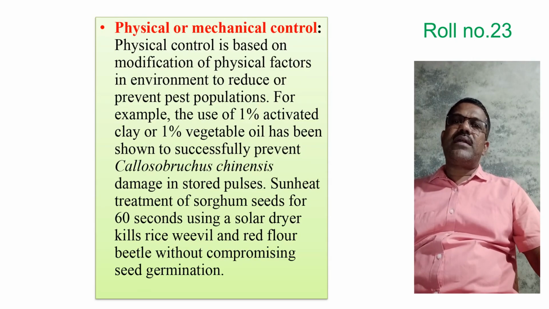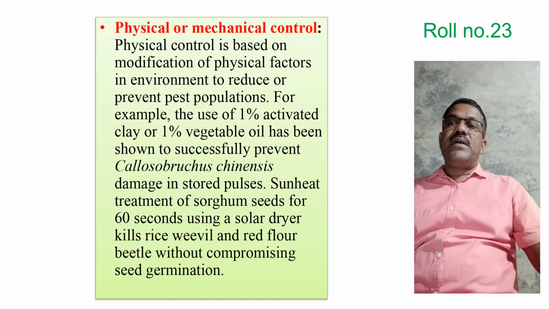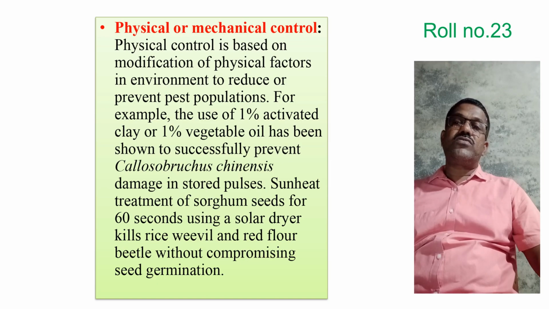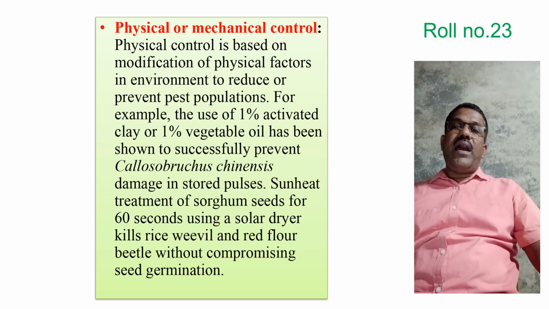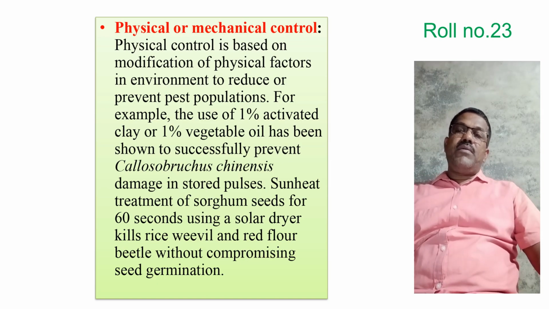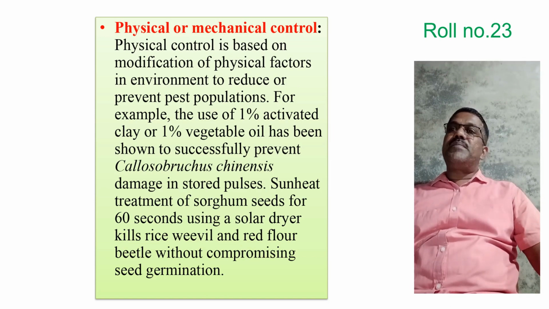Physical or mechanical controls. Physical control is based on the modification of physical factors in the environment to reduce or prevent pest populations. For example, the use of 1% activated clay or 1% vegetable oil has been shown to successfully prevent Callosobruchus chinensis damage to stored pulses. Sun heat treatment of sorghum seeds for 60 seconds using a solar dryer kills rice weevils and red flour beetles without compromising seed germination.